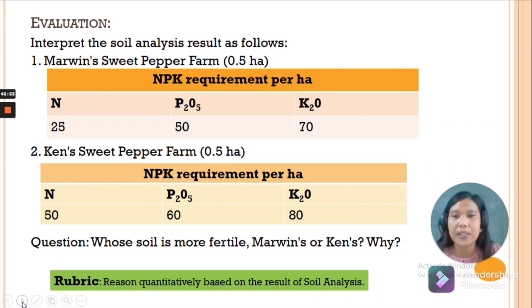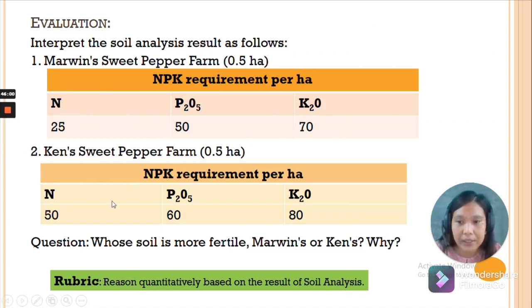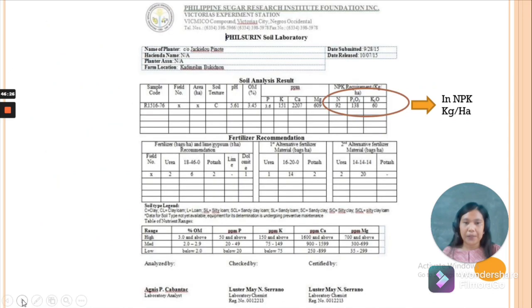So, interpret the soil analysis result as follows. Marwin's Sweet Pepper Farm has an NPK requirement of 25-50-70, while Ken's Sweet Pepper Farm has an NPK requirement of 50-60-80. Whose soil is more fertile? Marwin's or Ken's? Why? Okay, give your reason based on the topic that I have discussed, the levels of fertility, the fertilizer to add, and even the NPK requirement.